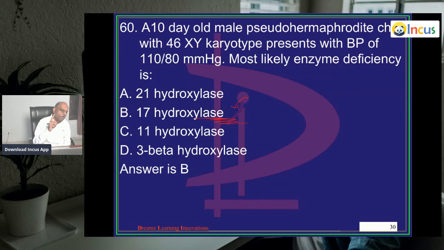Doctor, you will all remember me in tomorrow's exam hall. Why? Because this is God's most favorite topic in NEET PG exam. Congenital adrenal hyperplasia.